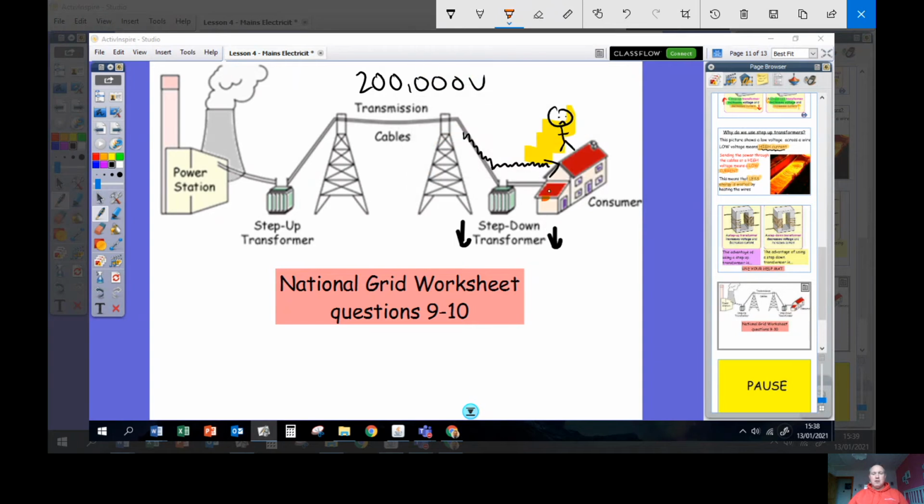It can also be more likely to cause fires in my house. Wow, the fires are really bad there. So the problem with really high voltage in my house is it's really dangerous. It could cause an electric shock, or it could cause a fire. So that's why we use our step-down transformer before the electric power goes into our house.